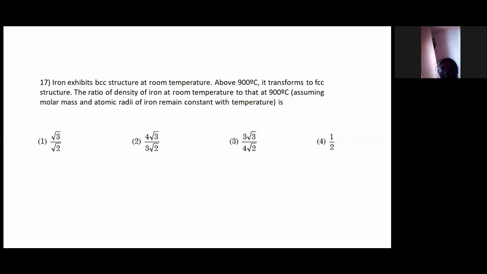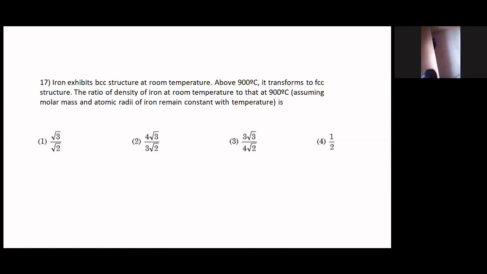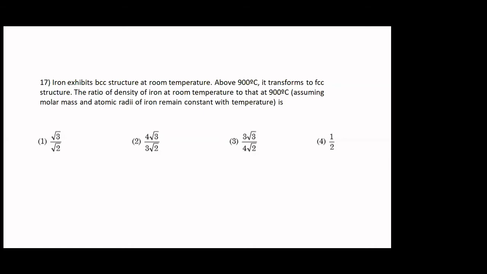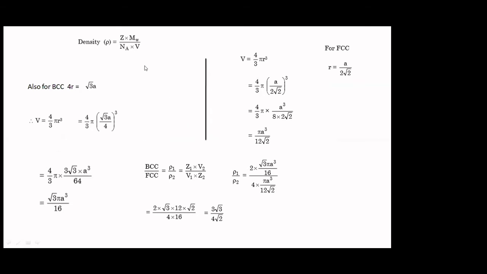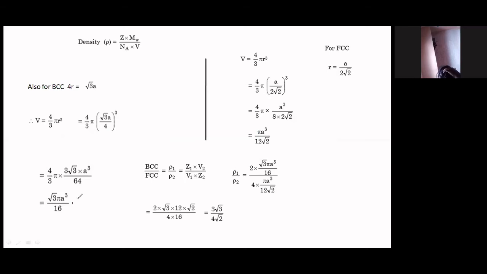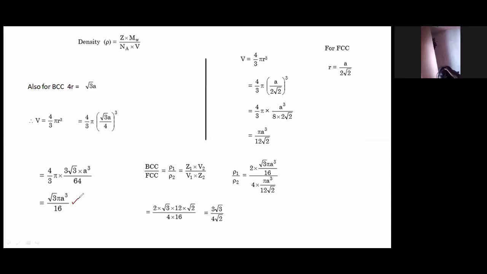Iron exhibits BCC structure at room temperature. Above 900 degrees centigrade, it transforms to FCC structure. The ratio of density of iron at room temperature to that at 900 degrees centigrade is √3. All of you must have done that. Very good. For the benefit of those who haven't done this, I will show you the solution. You just have to find the density, you don't have to calculate, you just find an equation for that in terms of pi.